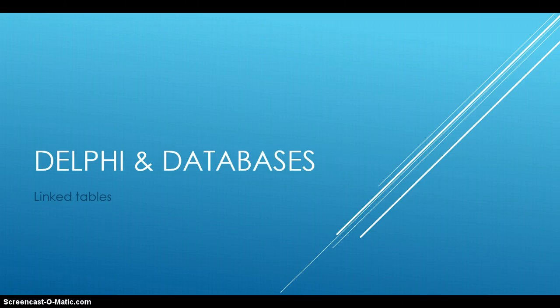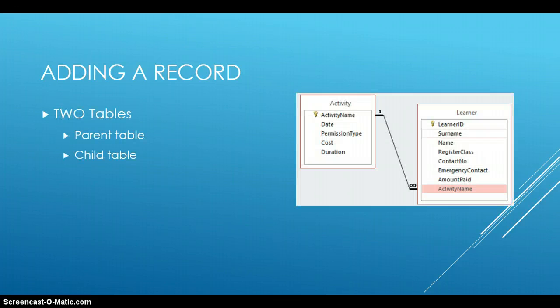So we're going to look particularly today at adding a record, and what does it mean when you add a record to a table that is linked to another table. Now, first of all, you need to understand that there are two types of tables when you have a linked connection between two tables. You have the parent table, in this case the activity table, and the child table, which is the learner table. And the way you can determine which one's which is the child table has a foreign key from the other table.